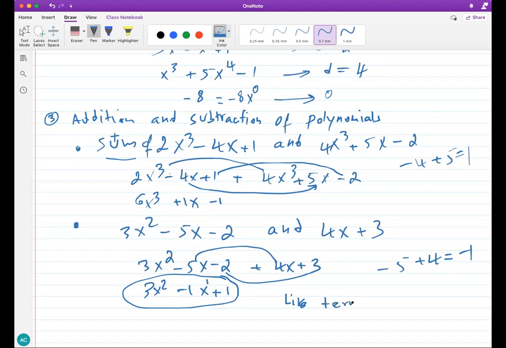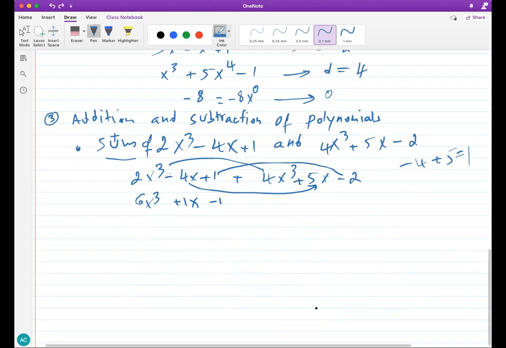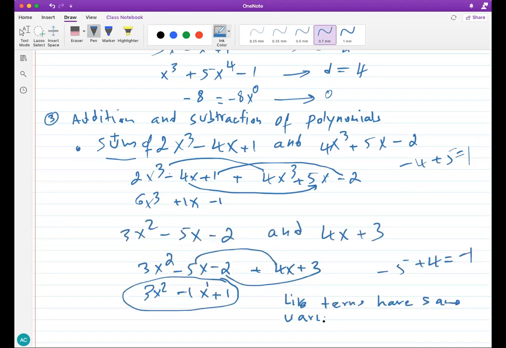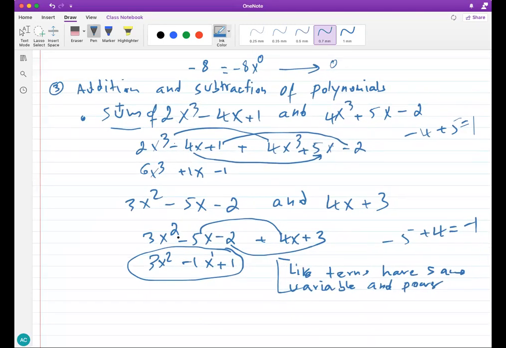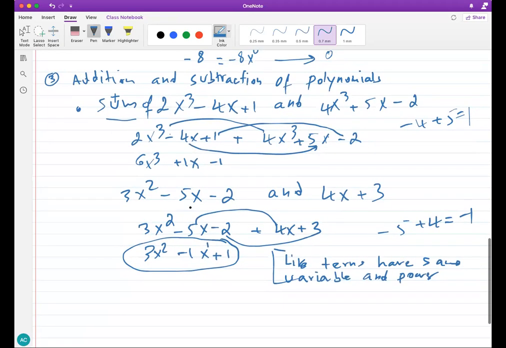So like terms have the same variable. And what else? And the same power. That's right, and power. That's important. Only add when you have the exact same variable, exact same power. Otherwise, it does not add up. That's addition. Now let's see subtraction.